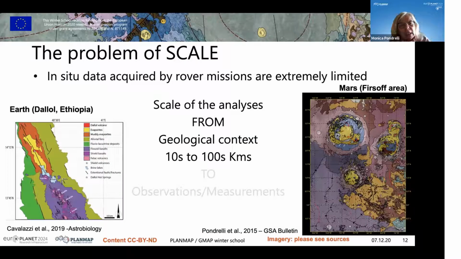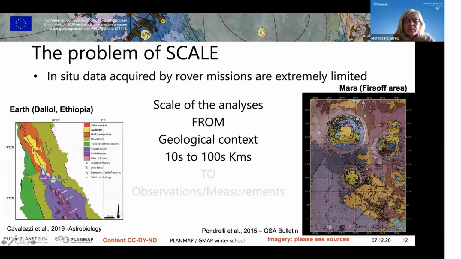Other problem related to scale. In this case, we are focusing on the relation that we always have to make with Earth analogy, because in order to interpret our depositional environments or processes or whatever, we need to compare them to the terrestrial counterparts. And this raises a problem. The first one is that we have here a map from Earth. This is Dallol, Ethiopia. This is Mars in Arabia Terra, Firsoff Crater.